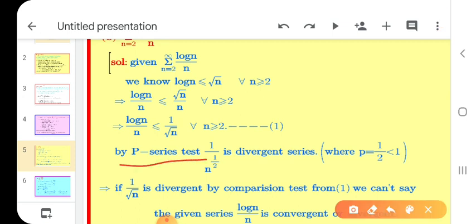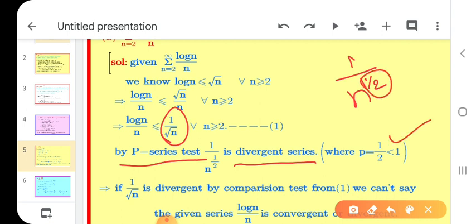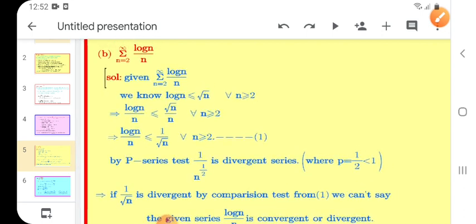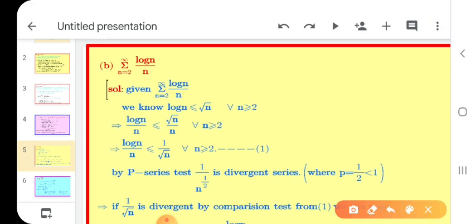By P series test, what is 1 by root n? 1 by root n means 1 by n power 1 by 2. 1 by n power 1 by 2 is divergent. Why? Where p equals 1 by 2, which is less than 1. So we say 1 by root n is a divergent series. If 1 by root n is divergent, what do we say? Is log n by n also divergent?